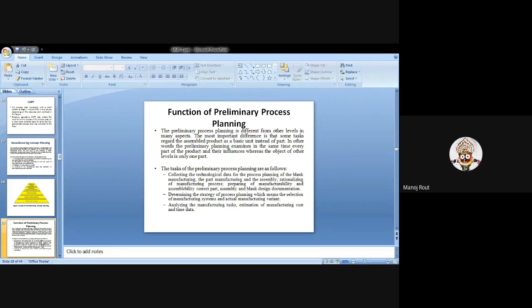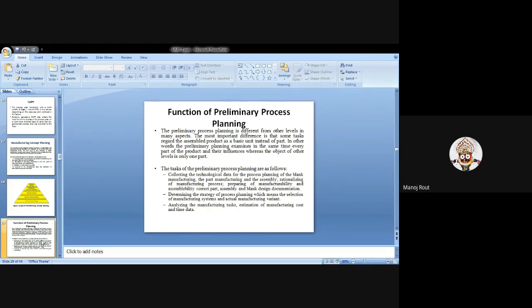So the functions of preliminary process planning are as follows. First one is collecting the technological data. That means whenever you assign a particular person to a workstation, the person should have his job clearly defined: what to do, what to produce, and how much to produce. That is the most important data, provided through the technical specification, along with the technical specification of machines. So for collecting the technological data for process planning of blank manufacturing, part manufacturing, and assembly, rationalizing the manufacturing process, preparing manufacturability and assemblability correct design documentation, and blank design documentation should be done.